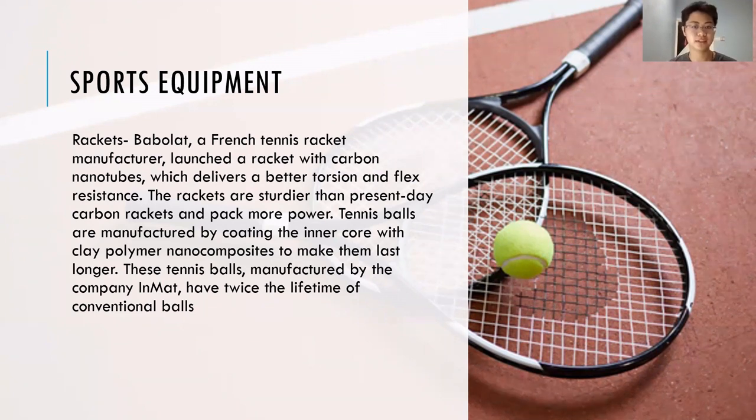There are also sport equipments that use nanotechnology, such as this racket, which Babolat, a French tennis racket manufacturer, launched with carbon nanotubes, which delivers better torsion and flex resistance. The rackets are sturdier than present-day carbon rackets and pack more power. Tennis balls are manufactured by coating the inner core with clay polymer nanocomposites to make them last longer. These tennis balls, manufactured by the company InMat, have twice the lifetime of conventional balls.